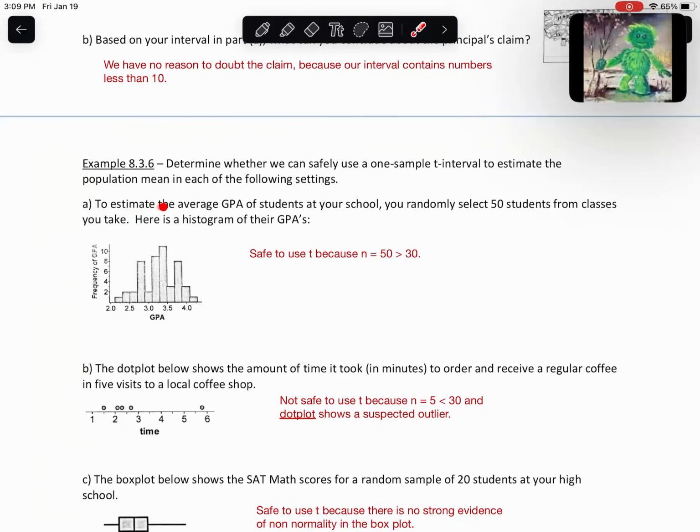Scenario A, we want to estimate average GPA. We randomly select 50 students. Here's a graph of their GPAs. This prompt does not tell us that the original population is normal, but it doesn't matter. In fact, I don't even need to look at this graph because sample size is big enough. It's safe to use T here simply because n equals 50 is bigger than 30. And we're done.